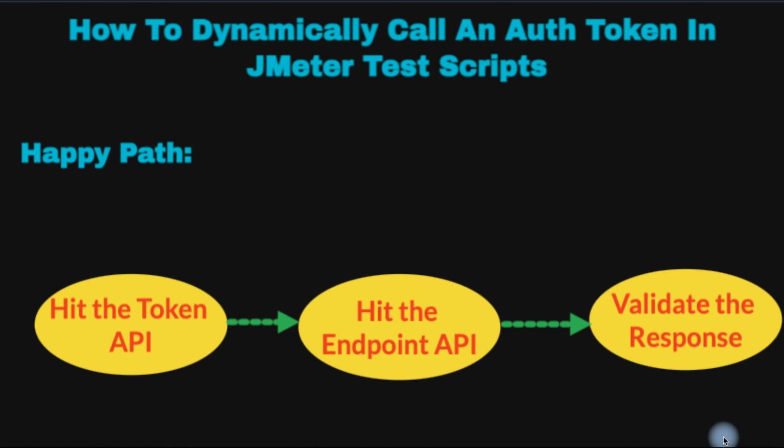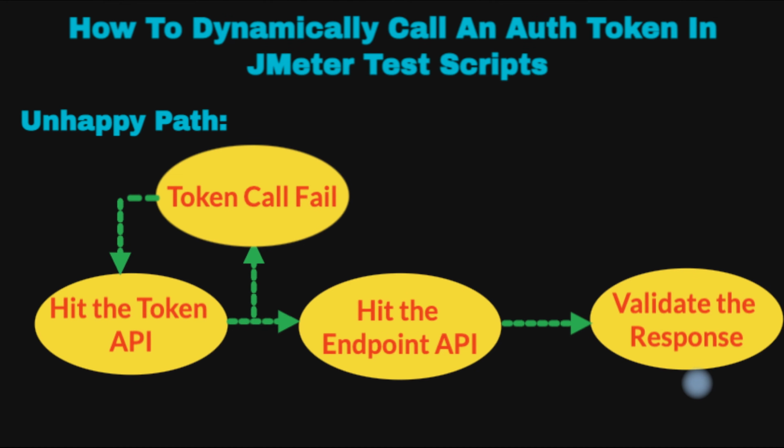If you look into this problem, there are two threads in this particular problem. First one is the happy path. You have designed your JMeter script in such a way that in the first step you are collecting the auth token from the auth token API and passing that valid token to the endpoint API or target API to get a valid response. In this particular solution, the token expiry time is more than the execution time.